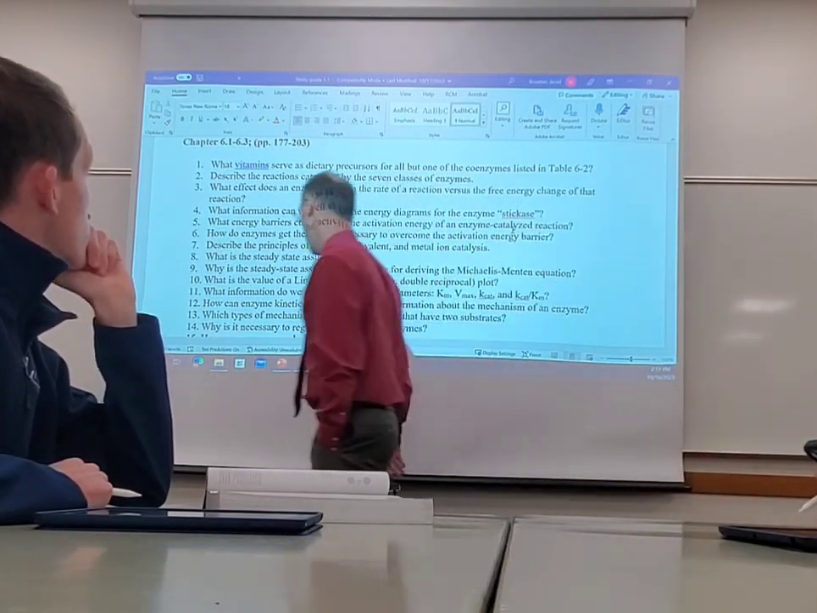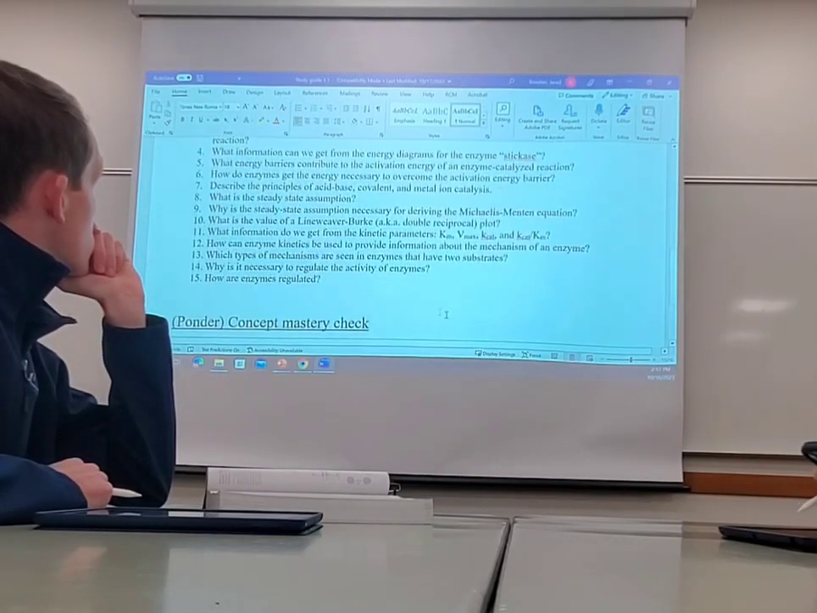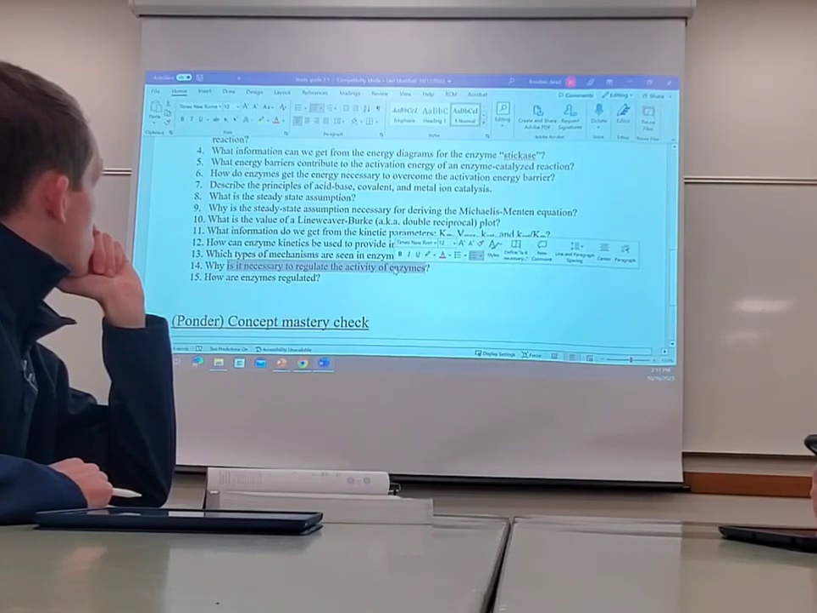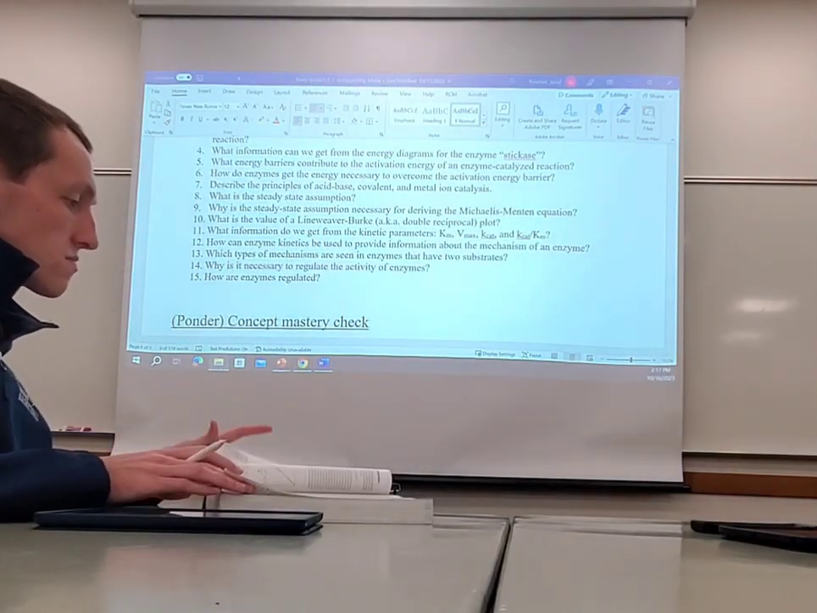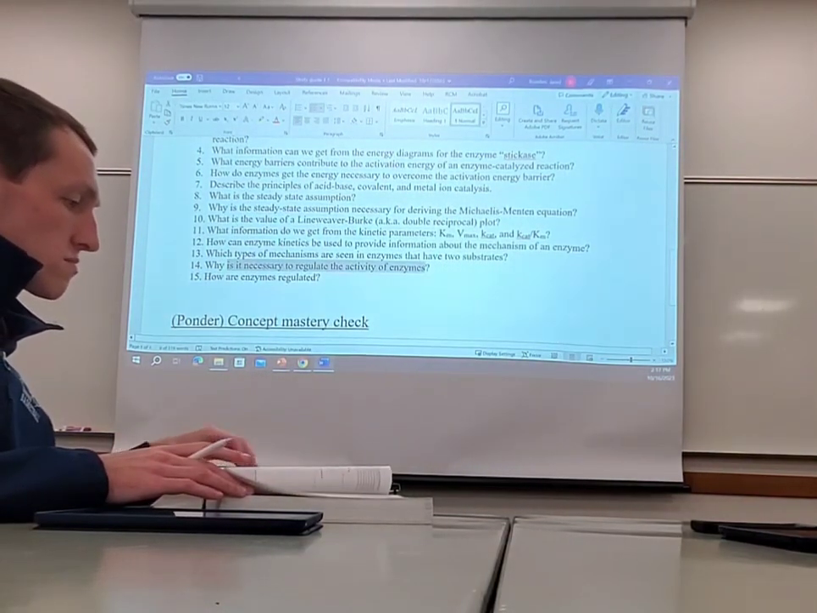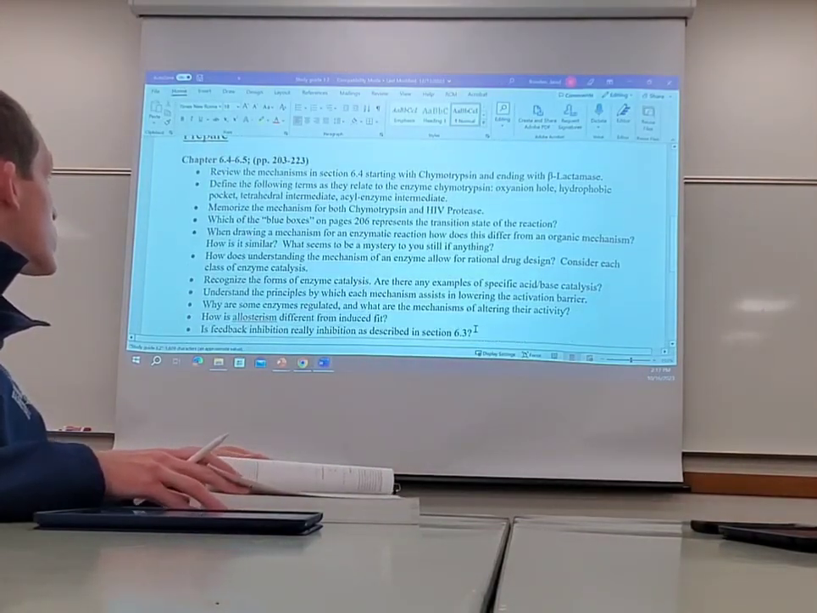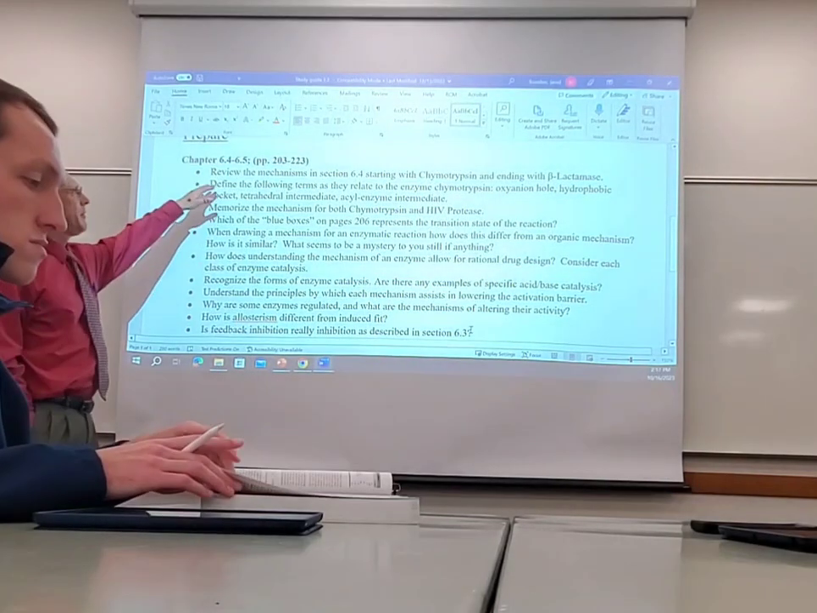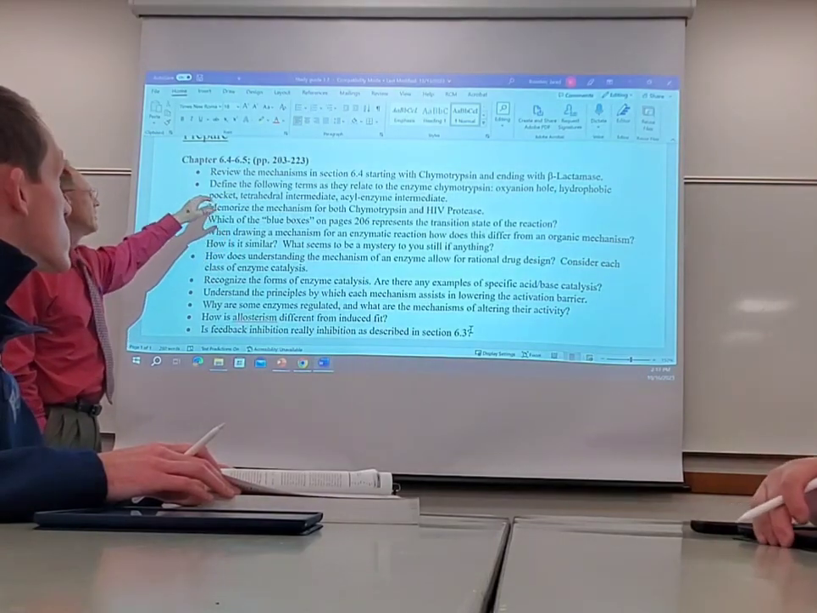What types of mechanisms for the two-substrate system, okay? And the ways to regulate them. We talked about several ways of regulating them, and that's where we're at. So then we open up and say, is it possible that this has a whole other study guide? And the answer is, yeah. Review the mechanisms, starting with chymotrypsin, ending with beta-lactamase.